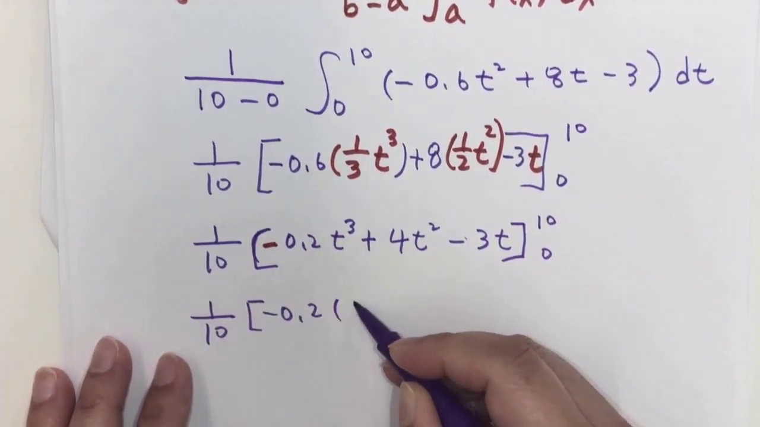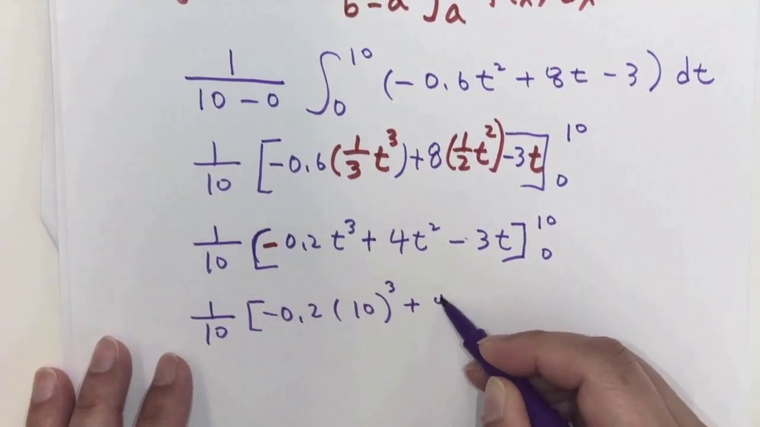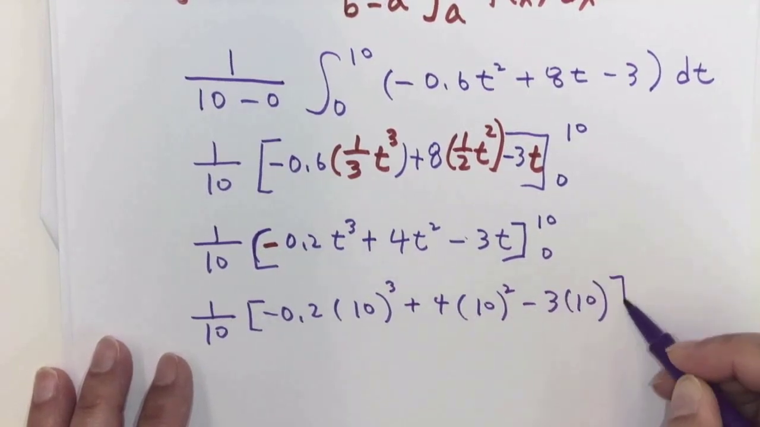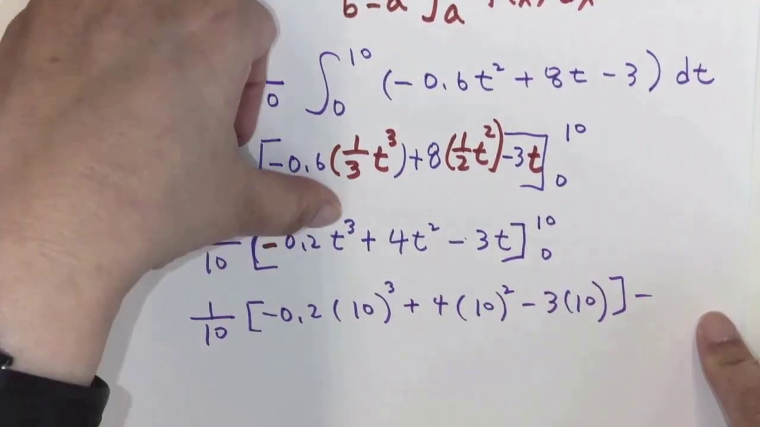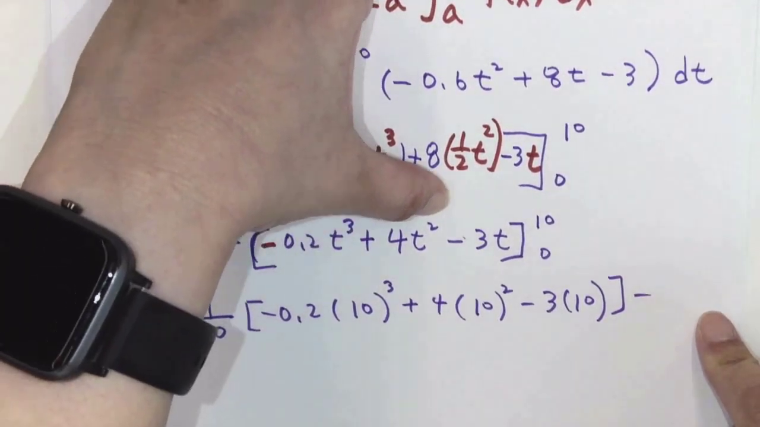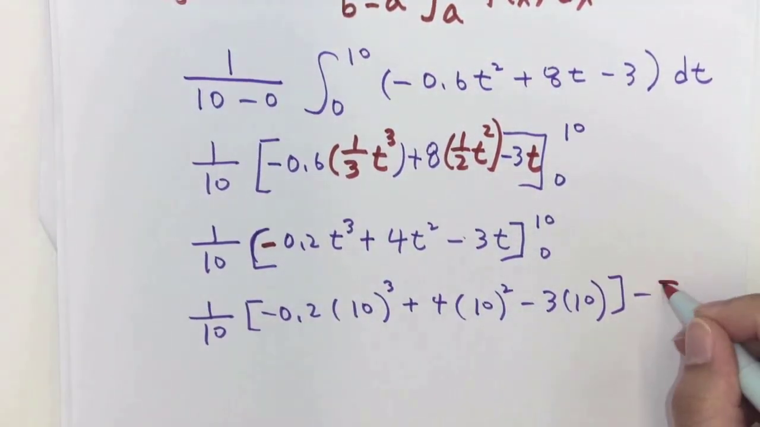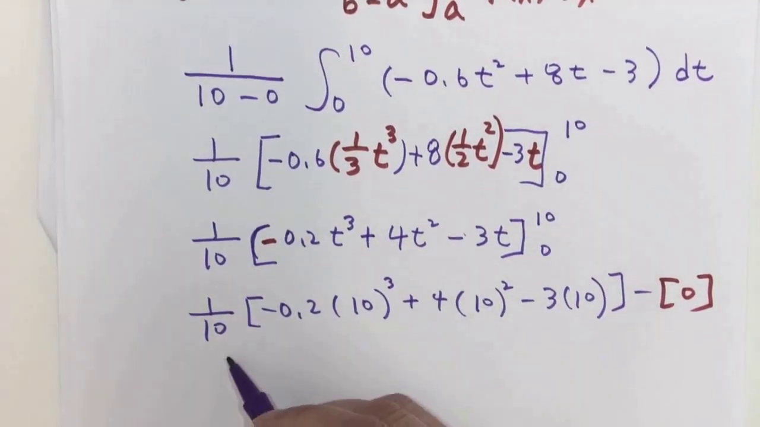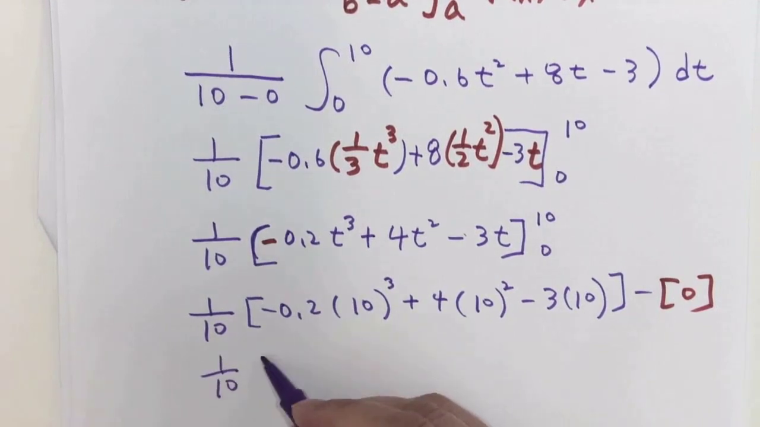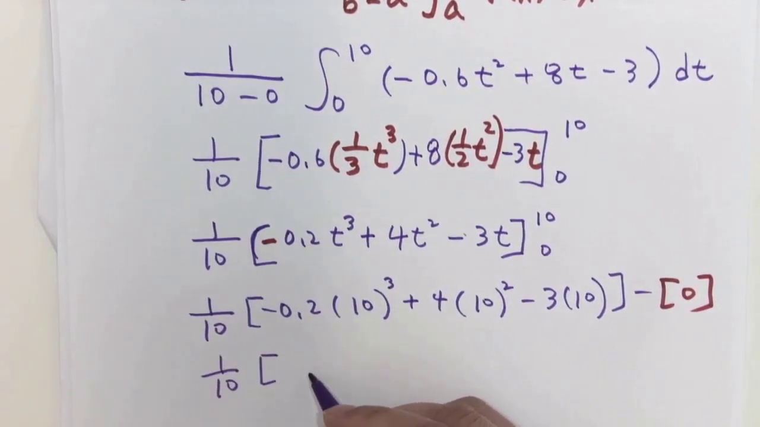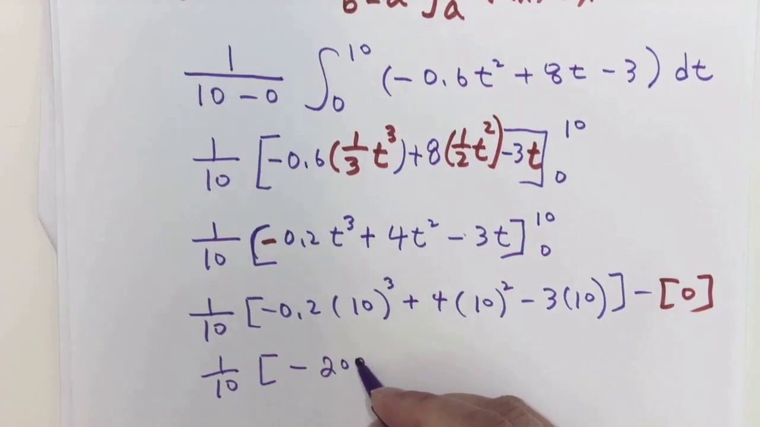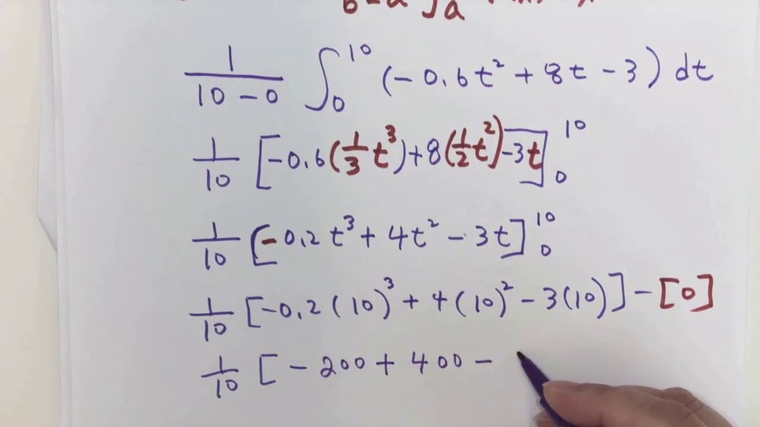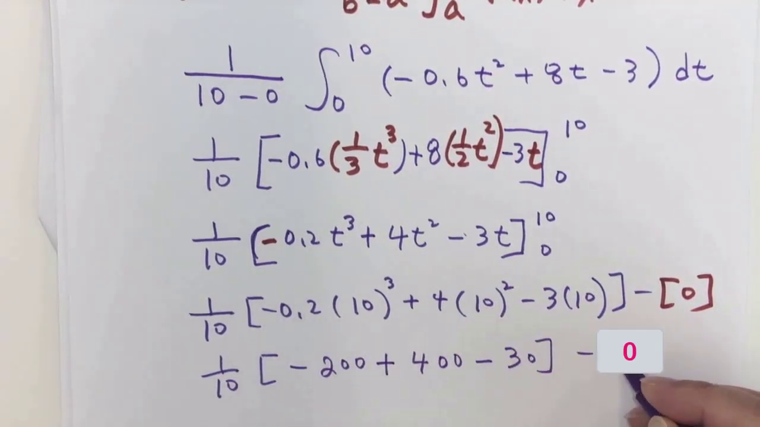Negative 0.2 times 10 to the third power plus 4 times 10 squared minus 3 times 10. And then I need to plug in 0, right? But 0 will make this term 0, make this term 0, make this term 0. So it's just subtracting 0, right? Alright, so multiply this together. The first number would be negative 200. And then adding a 400 minus 30, this thing will subtract a 0.